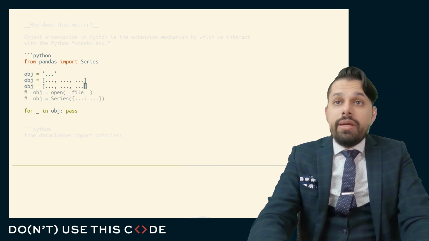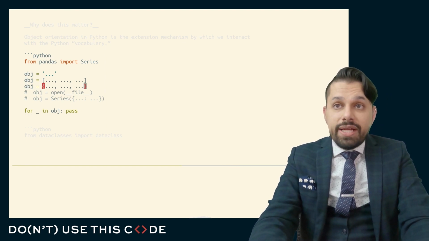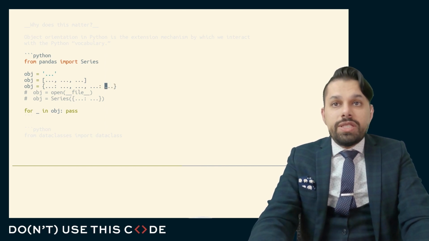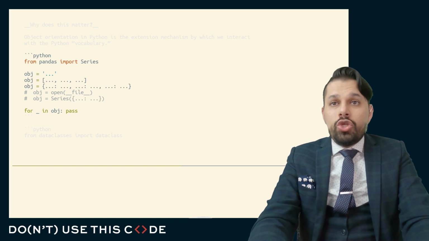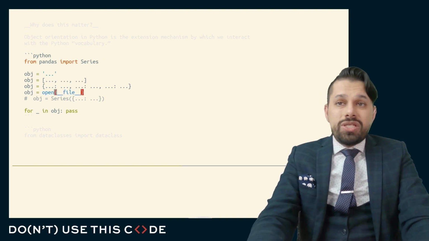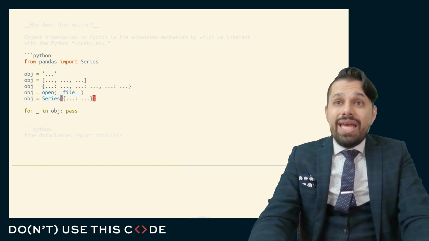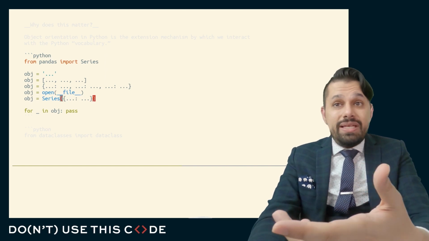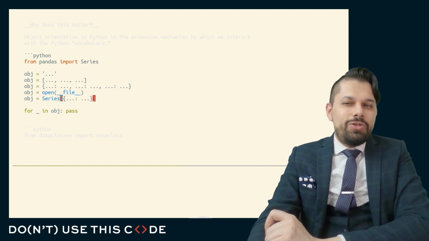It works on a dictionary, and by default, it gives us the keys of that dictionary. Or it works on a set, and it gives us the elements of that set without any specific human ordering to them. It works on a file and gives us the lines of that file. It works on a pandas series, and what does it give us when we iterate over it?